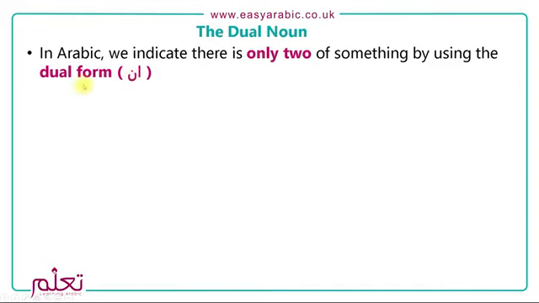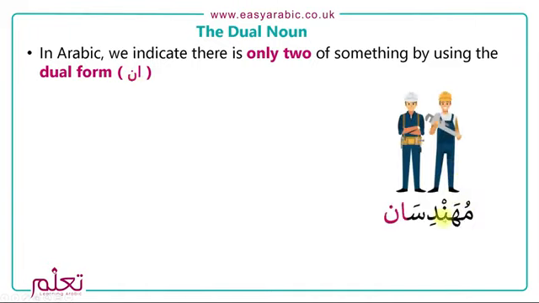And the way we indicate that a word is in the dual form is we add the suffix alif noon to the end. So if we go with the previous example where we had muhandis, which was an engineer, when we say there are 2 engineers, we will say muhandisan. So we'll take the singular form of the word and add alif noon to the end. So muhandisan. So here is 2 engineers.